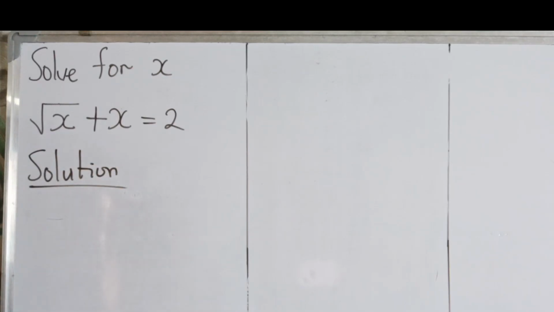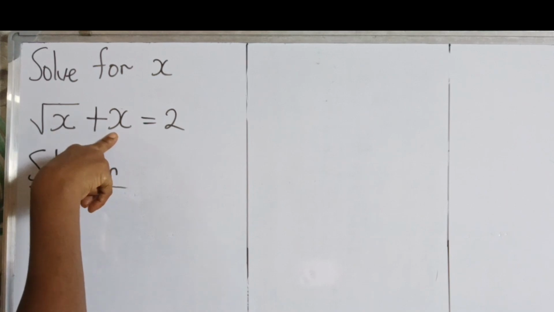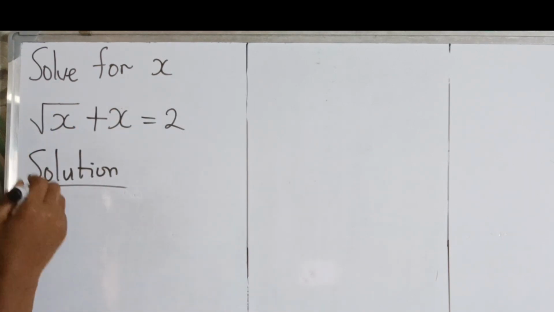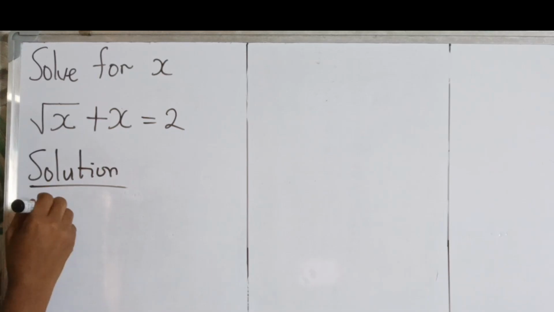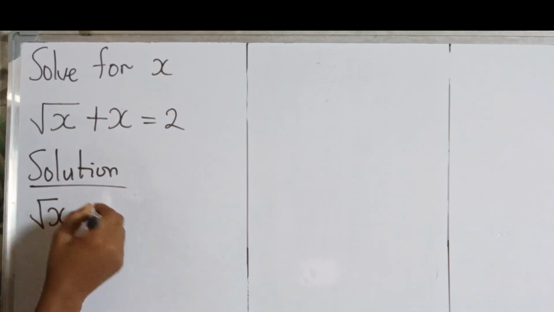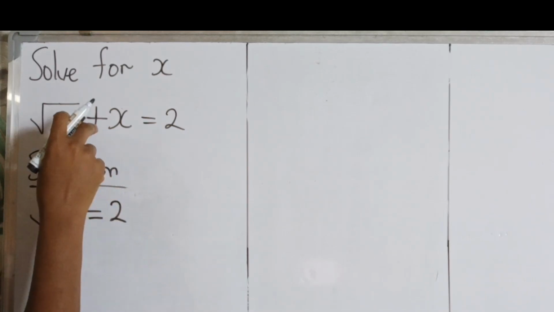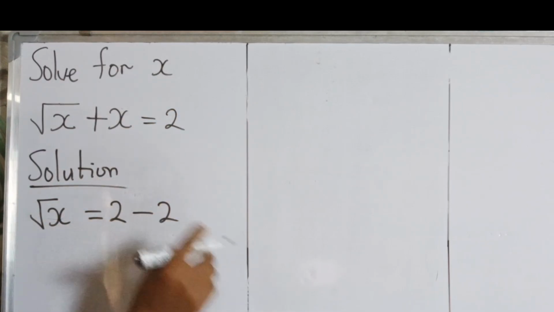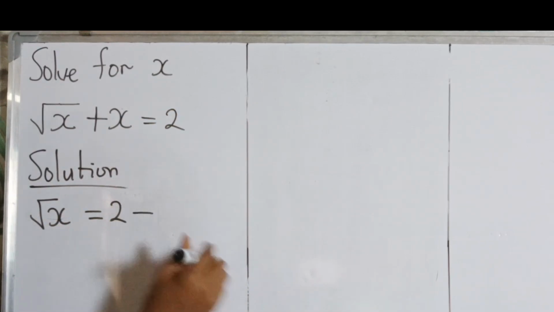Now to solve for x, the first thing we are going to do is to move this x to this side of the equation. So you're going to have root x is now equal to 2 minus x. When plus x crosses over, it becomes minus x.